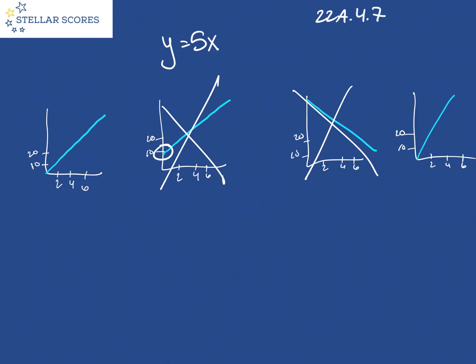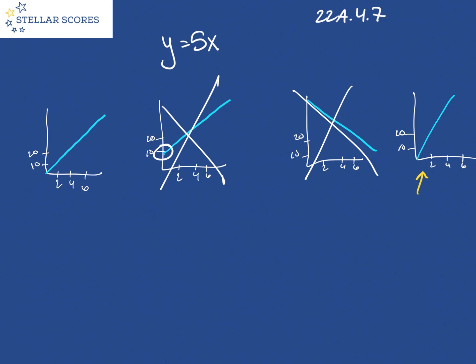This one initially got me because my rule of thumb is lines at 45-degree angles like this one usually have a slope of 1, right? So I was like, oh, well, I'm looking for a slope of 5x. So this is a steeper slope. So I initially thought that's a better one. But look at the axes.